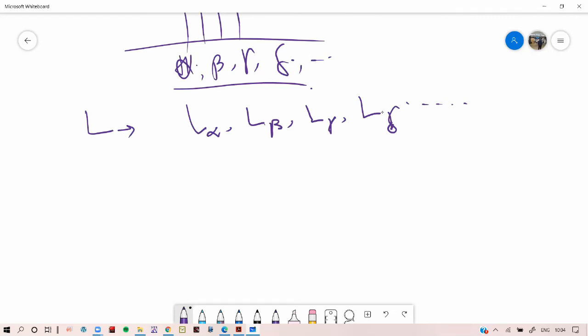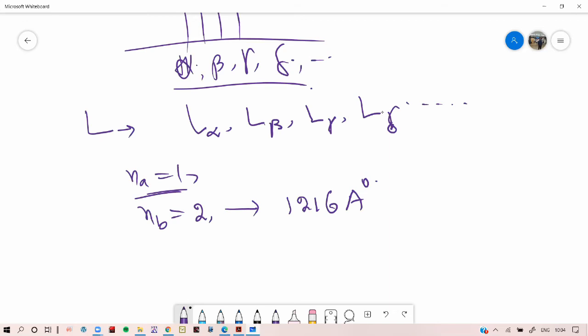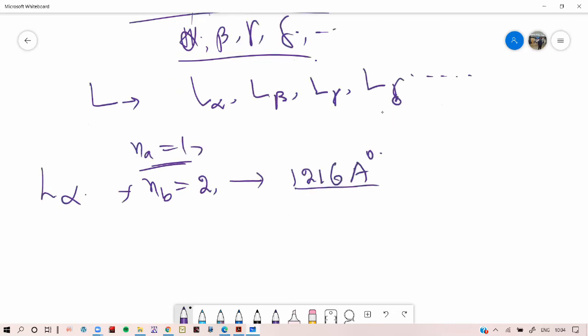For the Lyman series, Na is equal to 1, and this remains fixed. When Nb is equal to 2, the wavelength of the measured line is 1216 angstrom. This line is called L alpha, the first line of the Lyman series.